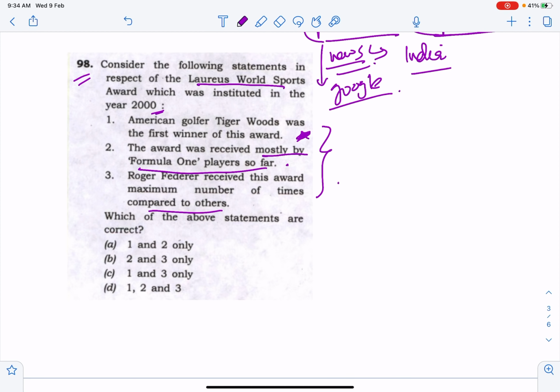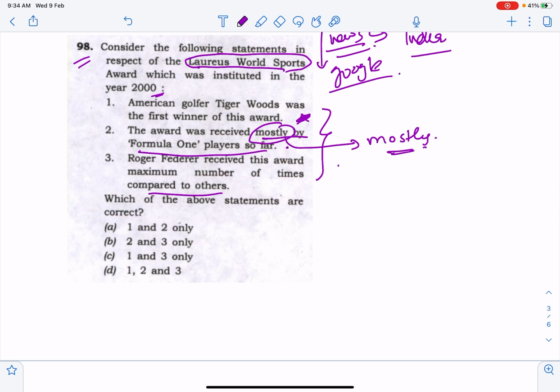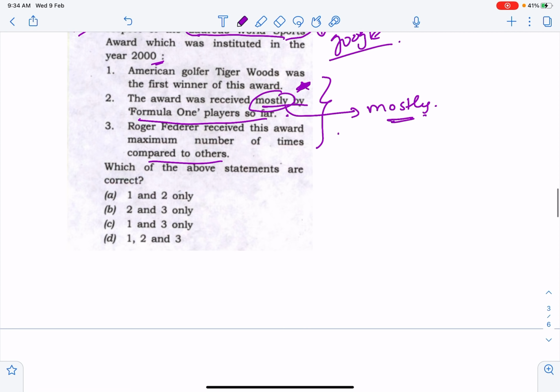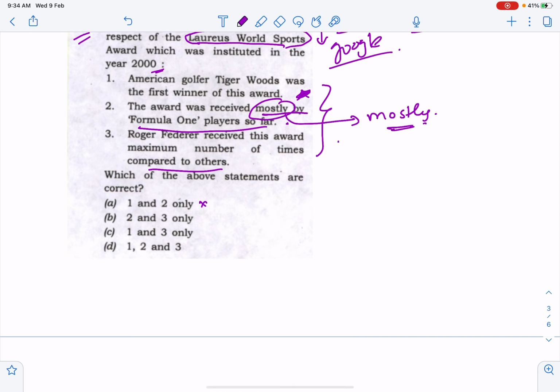Now, this word 'mostly' that they are using is kind of changing the entire scope of this. See, they have instituted a particular sports award in the world. They want to recognize different kinds of world sports. So will they give most of the awards to a particular sport? Yes, possible. So that's why it is confusing. But if you want to still try it, you could maybe eliminate 2. So if you eliminate 2, only this is left. But it is a difficult strategy.